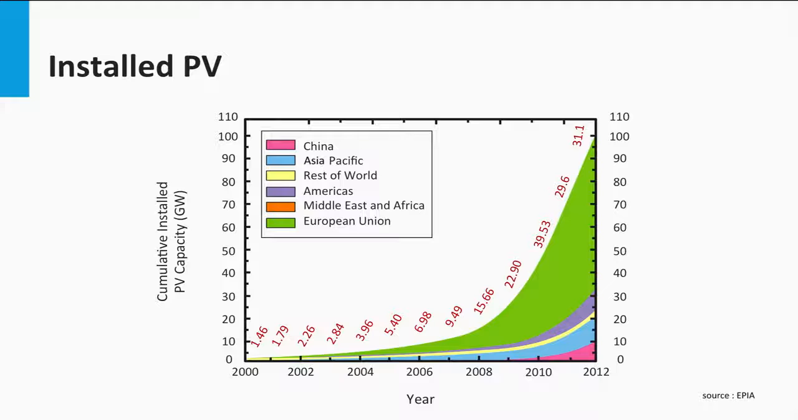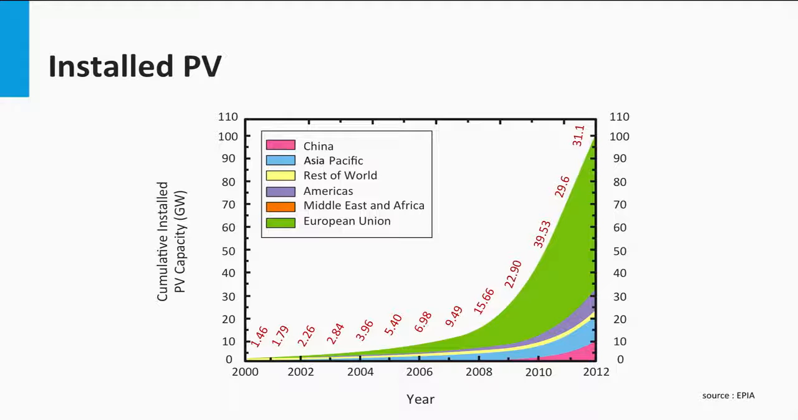The Asia-Pacific region, shown in light blue, is a good second, where most of the PV power is installed in Japan. The pink color corresponds to China, which shows an unprecedented increase in the installed PV capacity from 2010 to 2012.